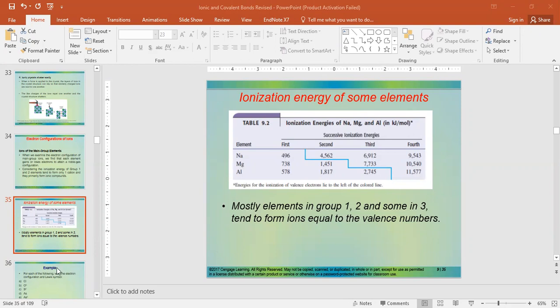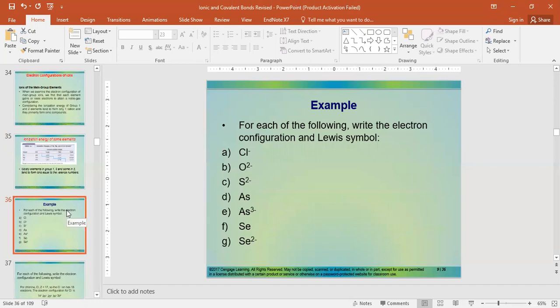So if I move on, then you'll be able to see some examples here. For each of the following, write the electronic configuration and the Lewis symbols. So this is a chloride ion, this is an iodide ion, this is a sulfide ion, this is arsenic, arsenide, selenium, and then selenide ions. Now, what happens here, depending on what you see, if it forms a negatively charged particle, it means that it has acquired some electrons to form that kind of configuration.